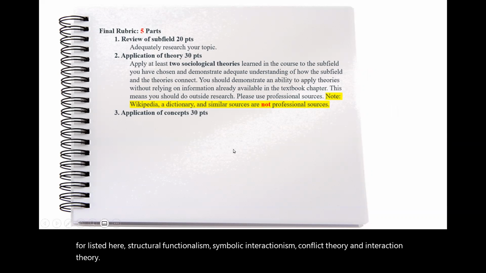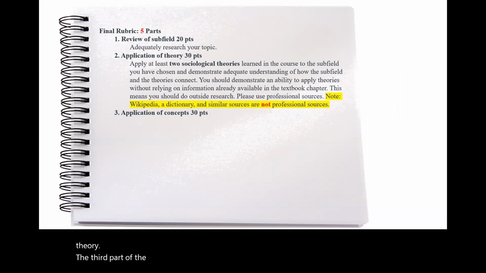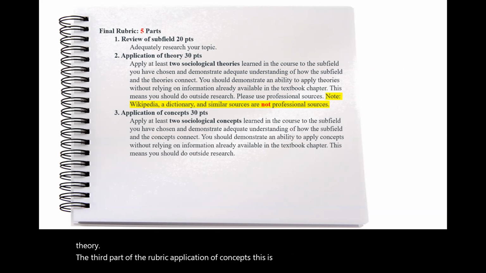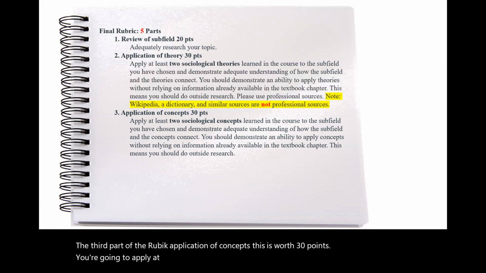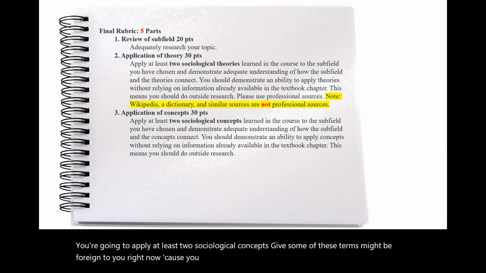The third part of the rubric, application of concepts. This is worth 30 points. You're going to apply at least 2 sociological concepts. Okay, some of these terms might be foreign to you right now because you just started the course, but I hope this is a good way to start reviewing and preparing for the final rubric.